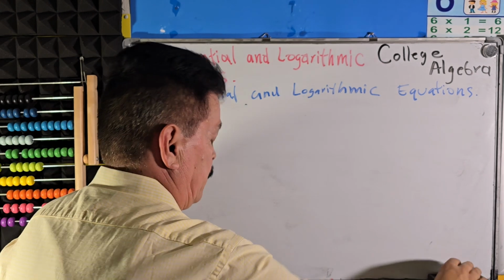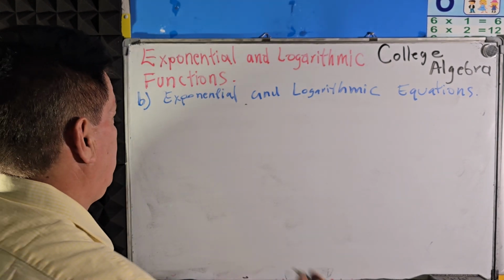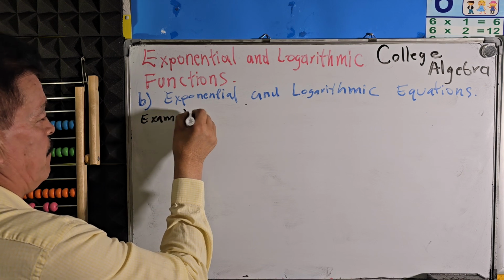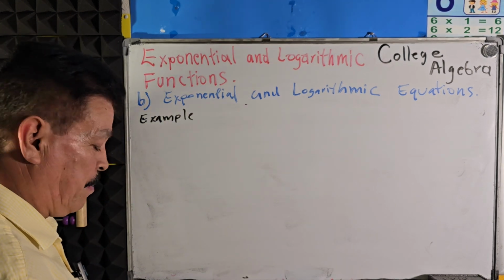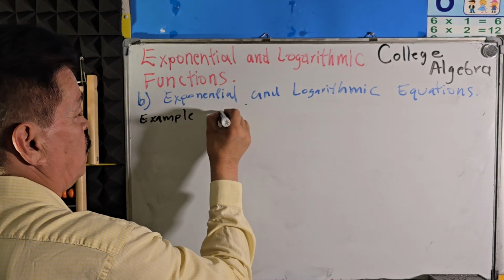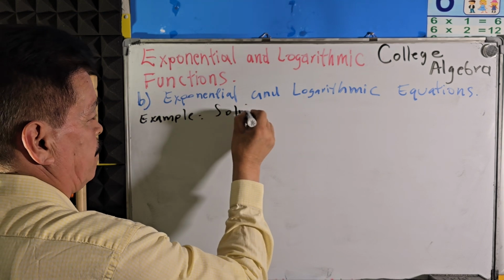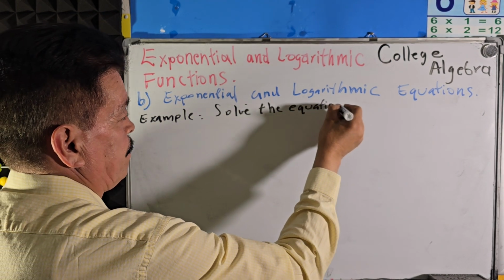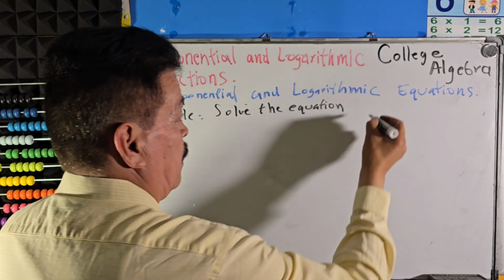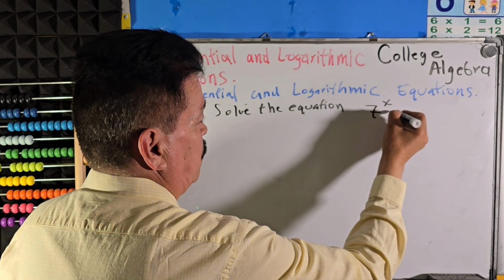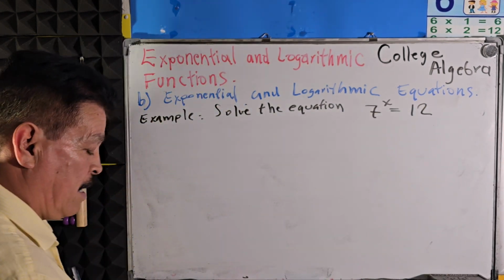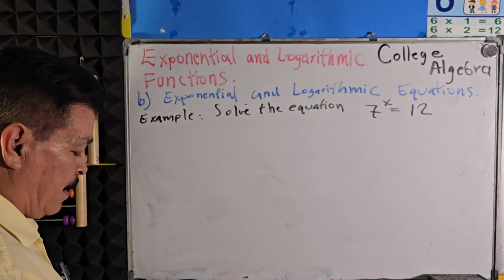All right. After this, we have an example. I will solve this example. So solve the equation. We have 7 to the x power equals 12. All right, this is our problem.